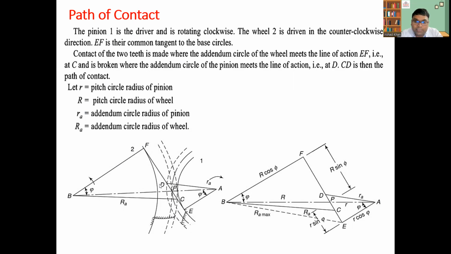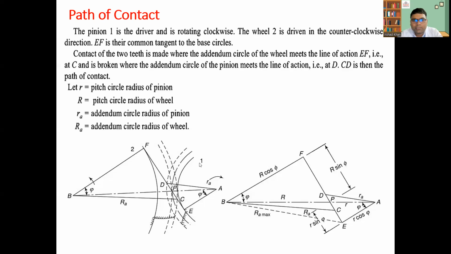The engagement travels in this path C to P and P to D, and the disengagement of the two gears happens at point D, when the addendum circle of this pinion, the small one, intersects the line of action of the mating gear. So here we are assuming that the big one is the wheel, and the small one is called the pinion.